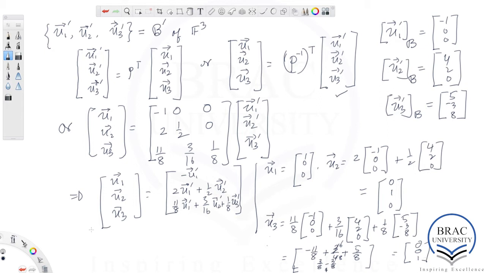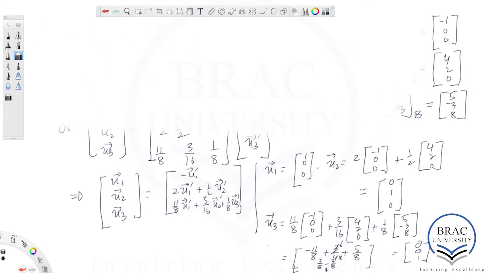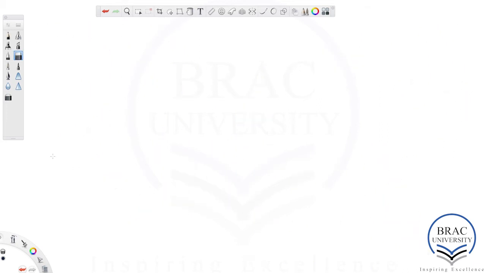B is the standard basis consisting of these three vectors, u1, u2, and u3. No, u1 is 1 0 0, u2 is 0 1 0, and u3 is 0 0 1. Okay, so that we have checked that the standard basis B is indeed the standard basis, right?